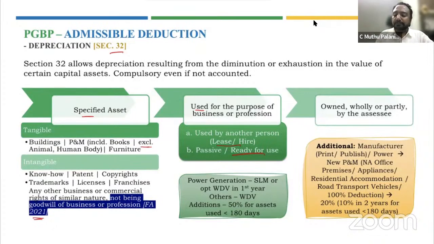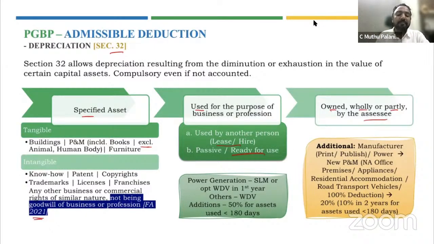And what about the third situation? It is owned wholly or partly by the assessee. So which means assessee must be the owner of the asset. He could be entirely owning or jointly owning, but he must be the owner of the asset. So these are the three conditions: specified asset, used for the purpose of business, owned wholly or partly by the assessee.